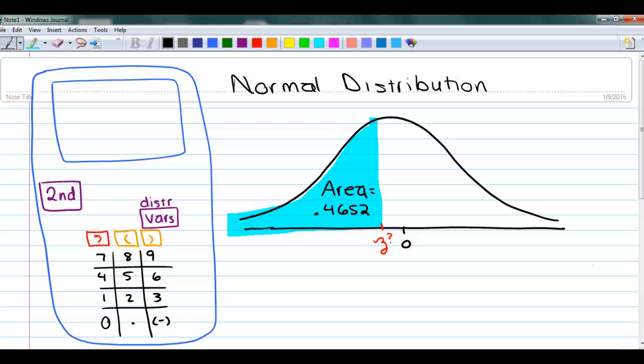Welcome to the normal distribution, part 2. What if we knew the area under the curve, we just didn't know the z-score? Then we would use INVnorm.